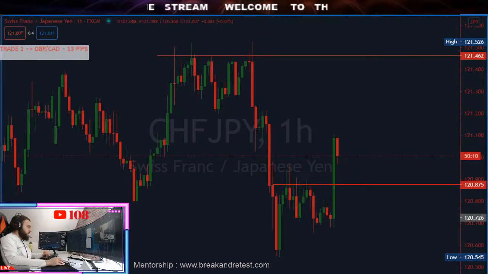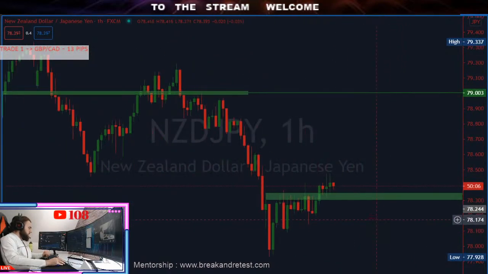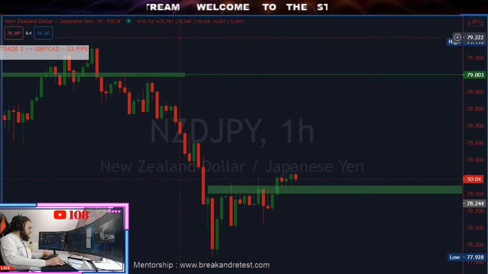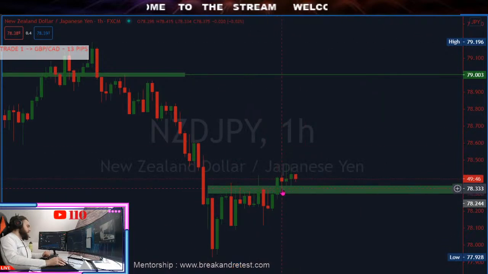We'll see as the DJPY analyzes. I drew this zone here on the DJPY. I think it already did a break and retest. There's a lot of rejections. If I would see this happening, I would definitely take it, because this is an easy 10 pip trade here.